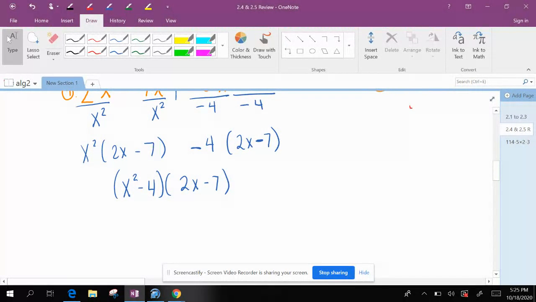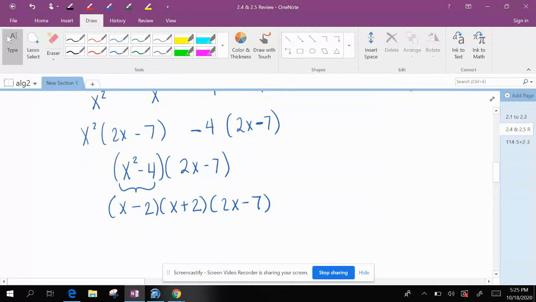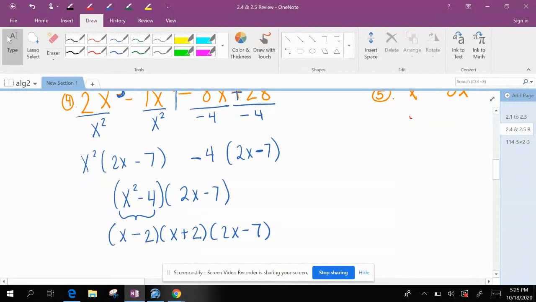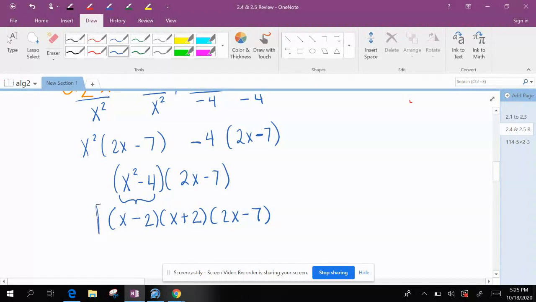Is there any way that I can break down one of these binomials to be another binomial? And I can. I have the difference of perfect squares right here. So I can have x minus 2, x plus 2. And then that 2x minus 7. So I have 3 binomials, which will leave me to have, if I set them all equal to 0, 3 answers, which is how many x, the highest exponent that I have. So this would be my final answer.